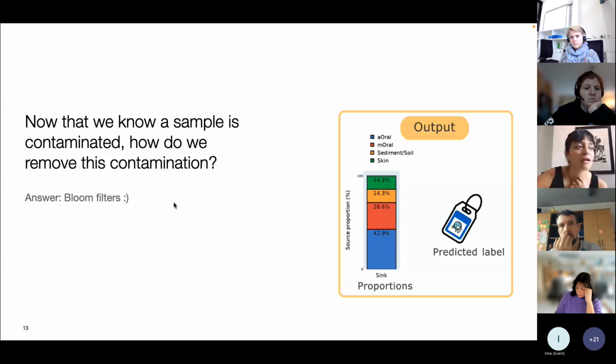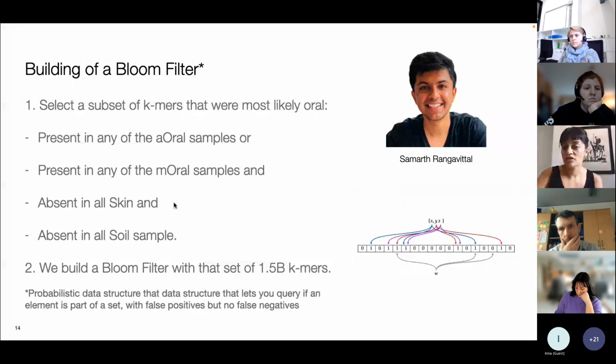So what is a Bloom filter? A Bloom filter is a probabilistic data structure. It's basically a way to represent the data that allows you to query quickly, in a memory-efficient way, whether an element is part of a set.